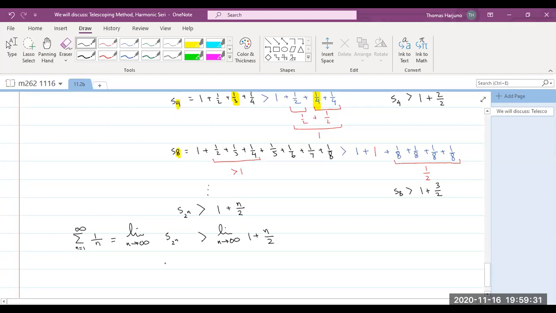So you see that the infinite sum of 1 over n is greater than infinity. So the harmonic series is divergent.